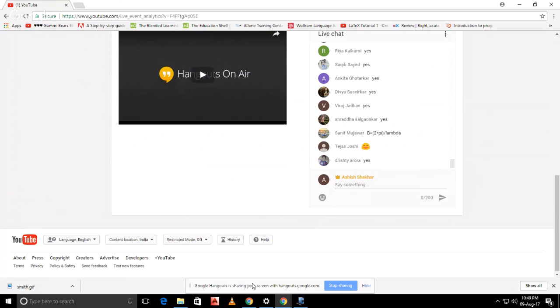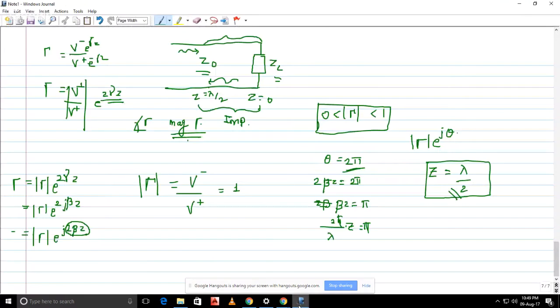Yeah, beta is 2 pi by lambda. That is what we have seen even in the previous case of wave equations. So we have now z given as lambda by 2, and gamma maximum value is going from 0 to 1.